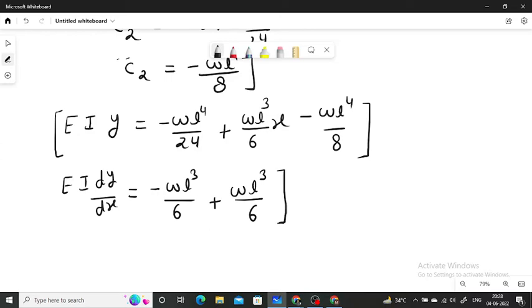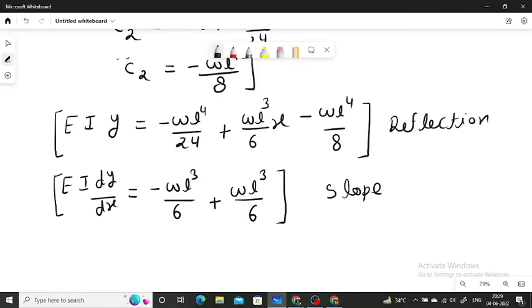This will be the equation for determining the slope at any point in the case of a cantilever beam having a uniformly distributed load over its whole length, and this will be the deflection equation for determining the deflection at any point in the case of a cantilever beam having a uniformly distributed load over its whole length. In the case of a cantilever beam, the deflection and the slope are maximum at its free end.